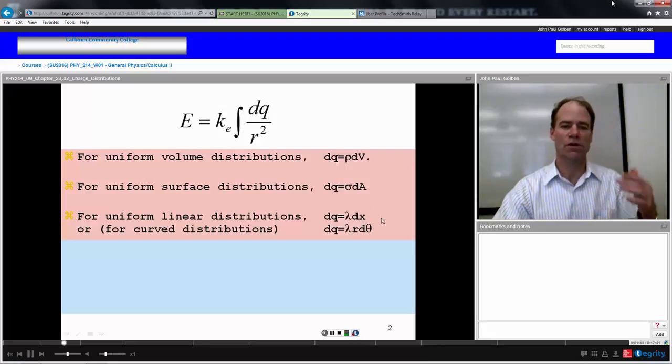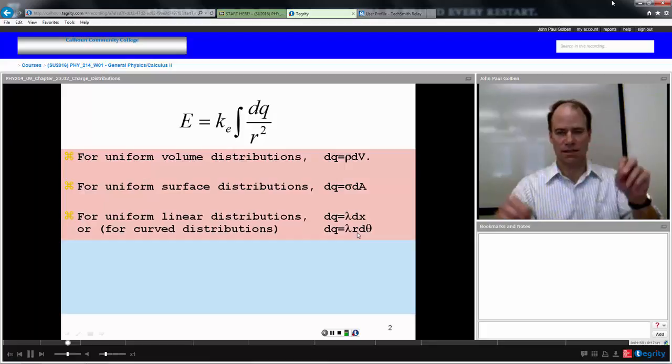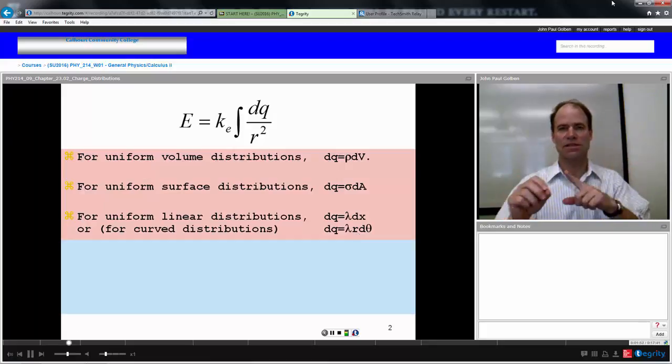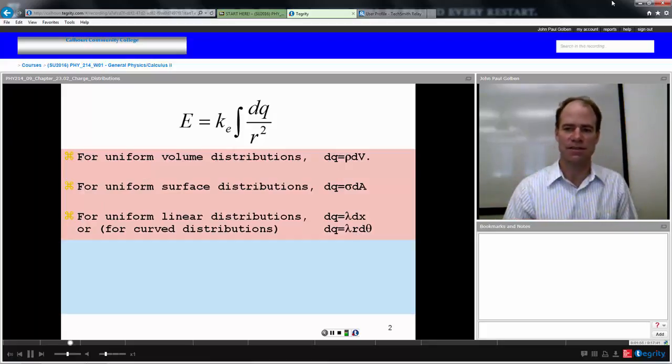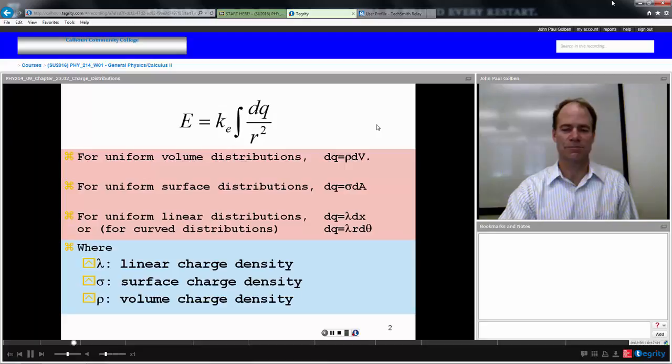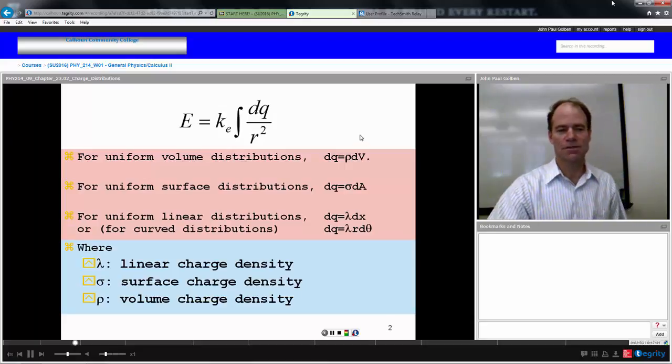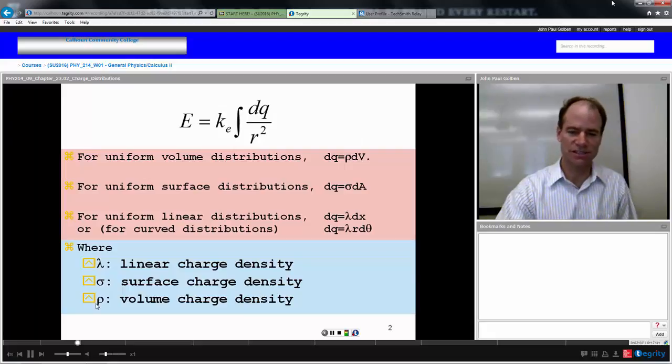Or if it were a curved linear distribution, it would be our lambda, the charge per length, times the length of the arc, which would be the radius of the arc times our change in angle d theta in radians. So that's just the charge per length times the length of the arc. So lambda is our linear charge density, sigma is our surface charge density, and rho is our volume charge density.